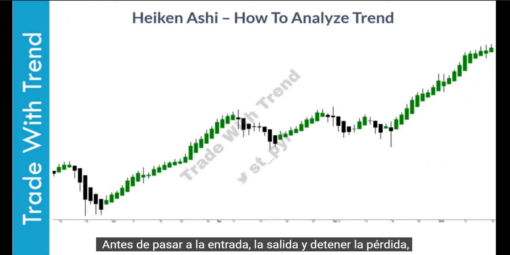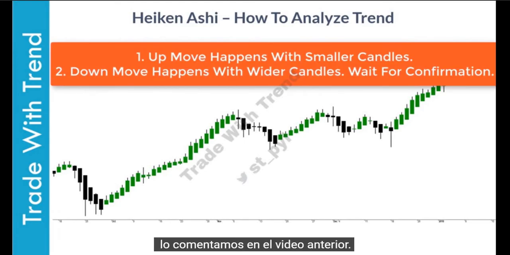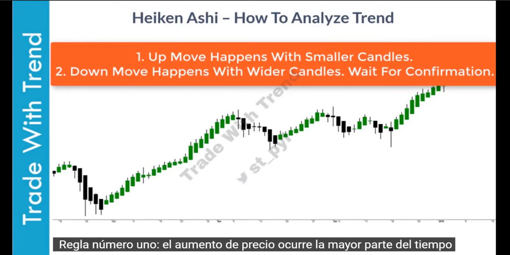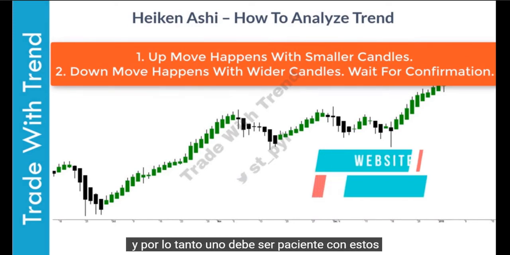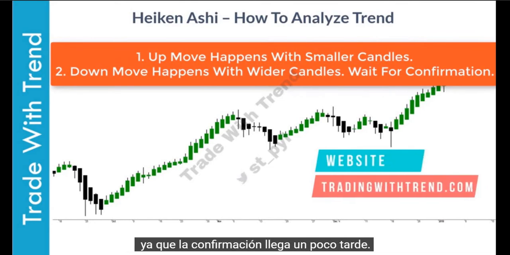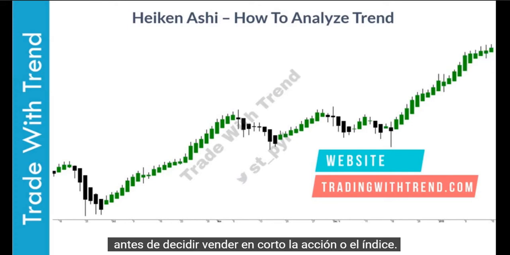Before we move to entry, exit and stop loss, let me first show you how to analyze trend using Aiken Ashi candlesticks. Let us recollect two important rules we discussed in the previous video. Rule number one, up move in price most of the time happens on the back of smaller candles, and hence one should be patient with these as confirmation comes in a bit late. Rule number two, down move in price happens with wider range candles, and you must seek confirmation before deciding to short sell the stock or index.